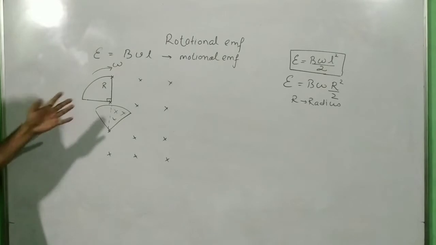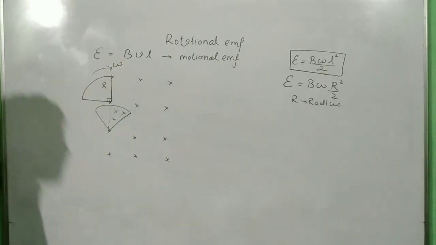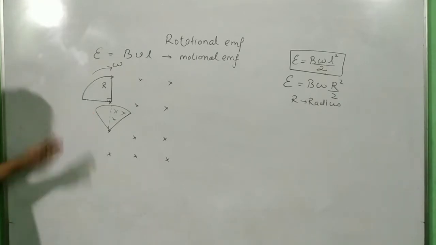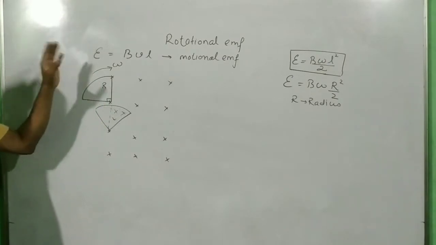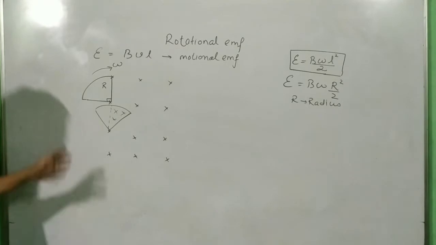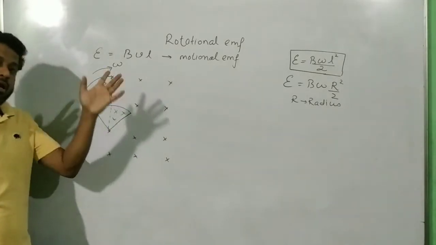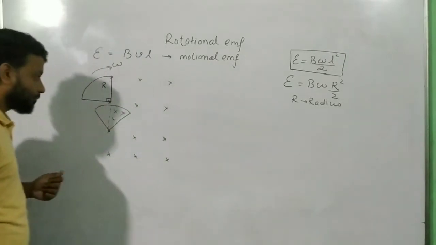And how much is that? Look for the behavior. The behavior is rotation, so the formula is B omega r square by 2. This also comes into the category of rotational motion. So any loop of radius r rotating will have the same induced EMF of B omega r square by 2. But my question is not how much the induced EMF is; that we can say right away using the formula. My question to you is this.